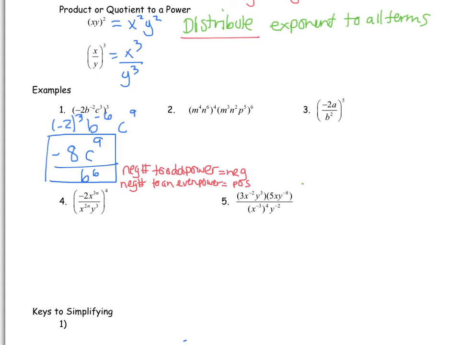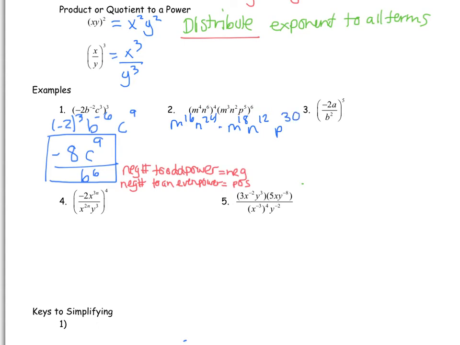Alright, the next one we need to start by distributing the exponents that are outside of the parentheses. So for the first grouping, I've got m to the 16th, n to the 24th, times, in the second grouping, m to the 18th, p to the 12th, n to the 12th, and p to the 30th.